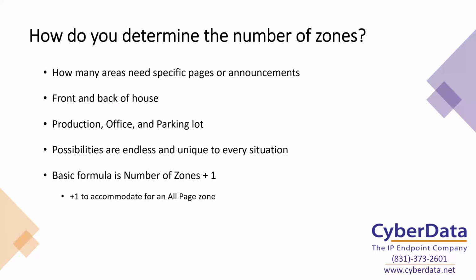But the basic formula, because it all boils down to some kind of math formula, is the number of zones, the total number of areas that you need paging in, plus 1. That plus 1 accommodates an all page, or any case where you need to page all of your zones together. So you basically have n plus 1, where n is the number of zones.